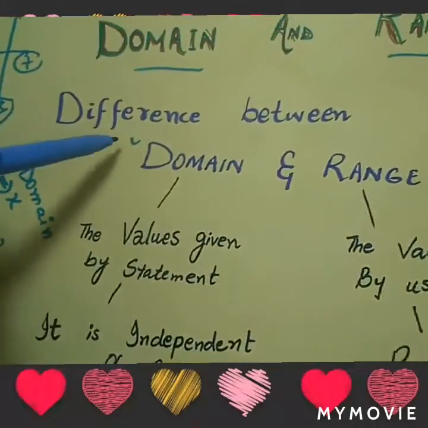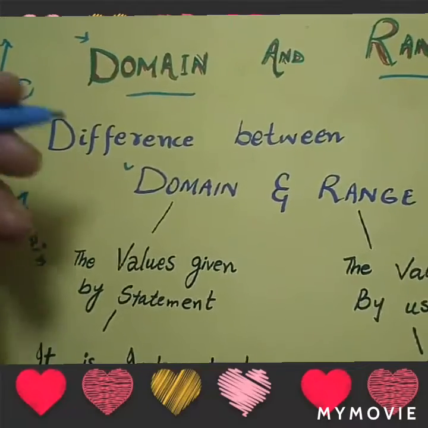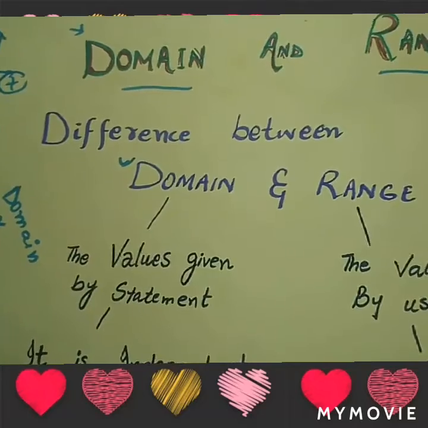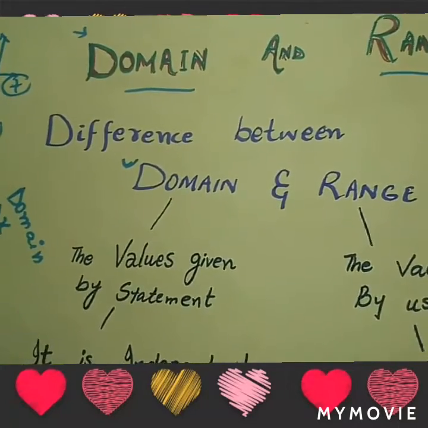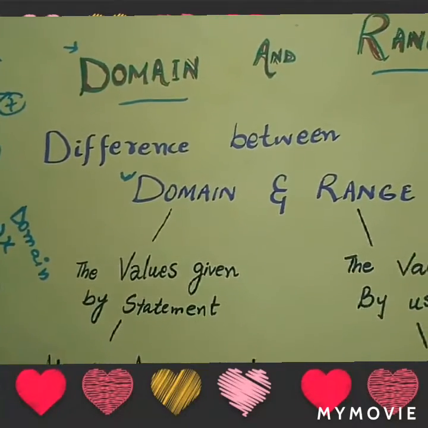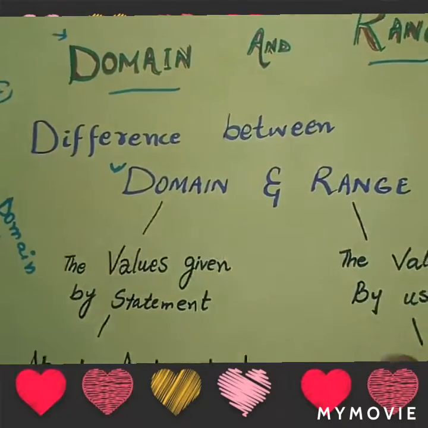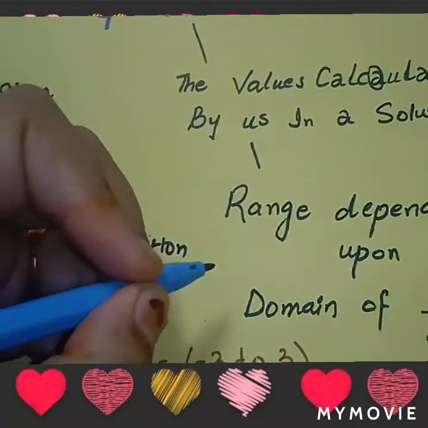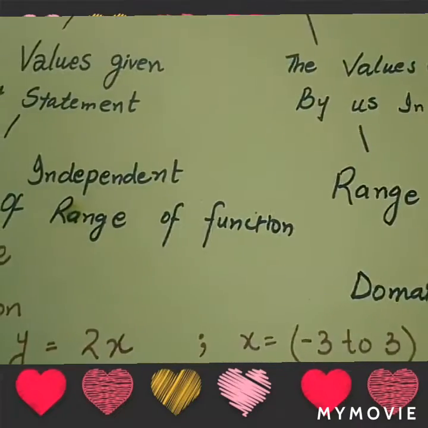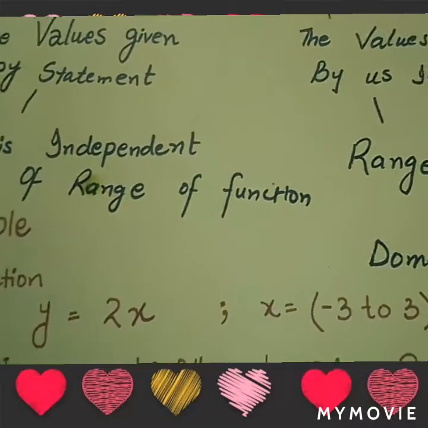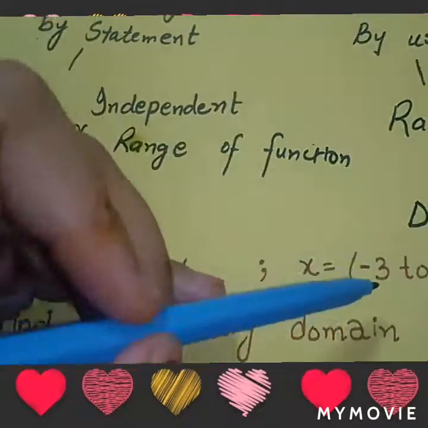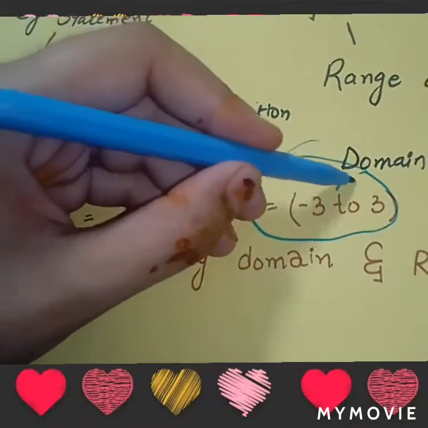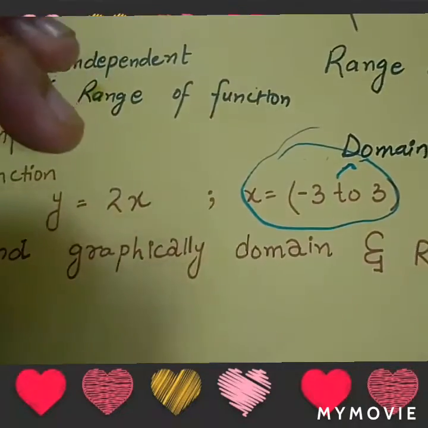But if a domain is not correct, it depends on values which give us imaginary numbers, or a quotient with a zero denominator. Then we call that domain not correct, which gives a not correct range. For example, for a function y equals 2x, where we are given the x values, when we are given the values, then we call it the domain. x is the domain of the function.